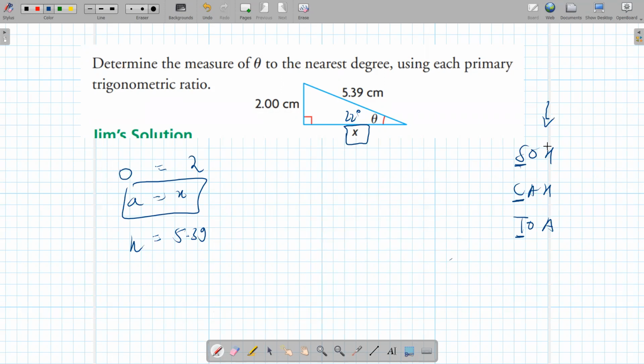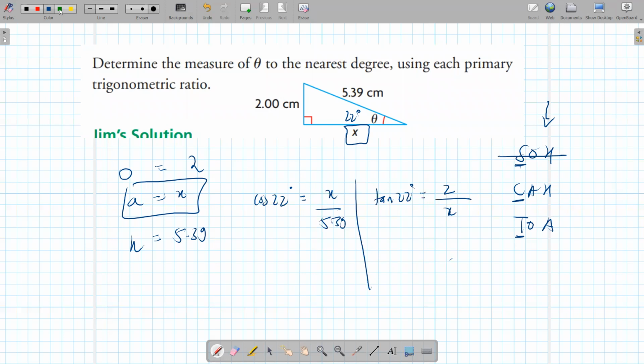Tan? Actually, either one would work. So we can do sine. Actually, you're right, sine doesn't work, but both cosine and tan would work. You could do cosine 22 is equal to the adjacent over the hypotenuse. Or you could use tan 22 is equal to the opposite over the adjacent, like that.